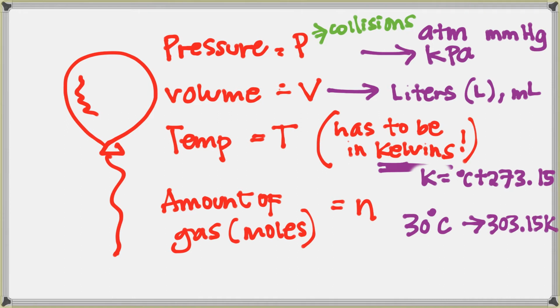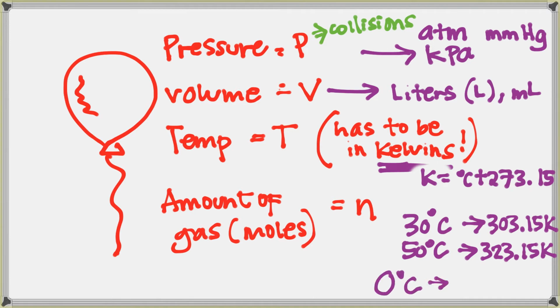How about, for example, we have, guys, 50 degrees Celsius. Again, you just add 273.15 to it, it comes to 323.15 kelvins. All right. What if we have 0 degrees Celsius?